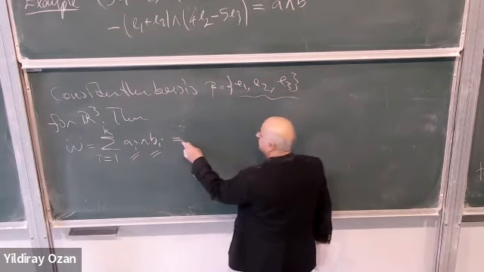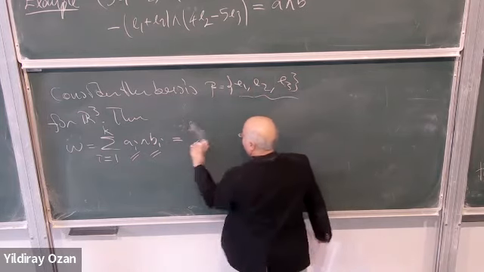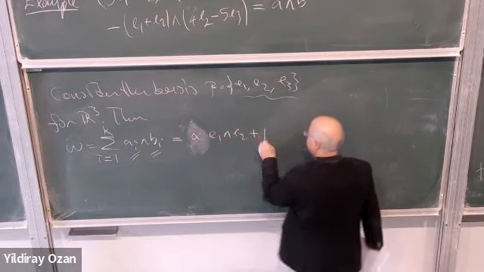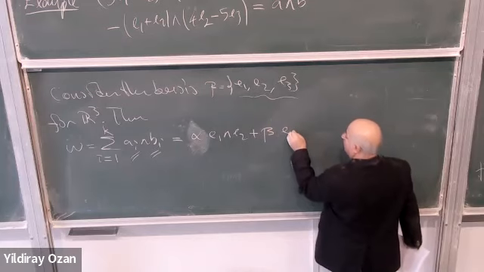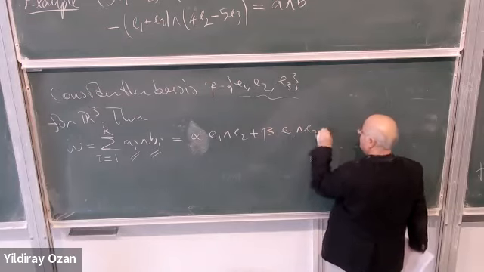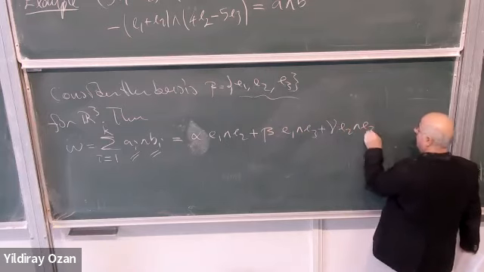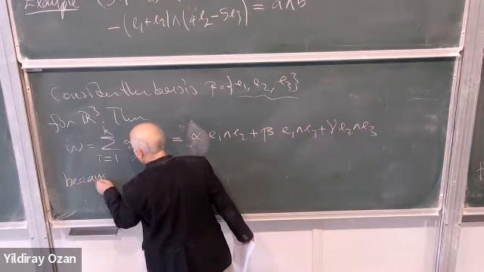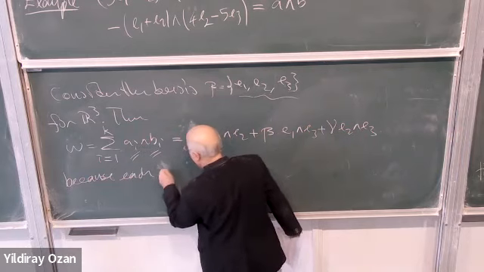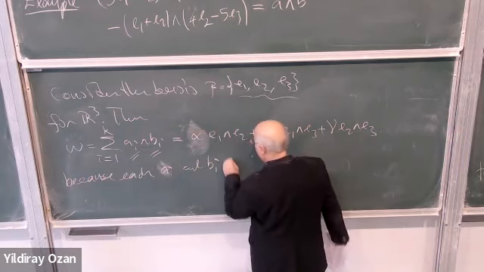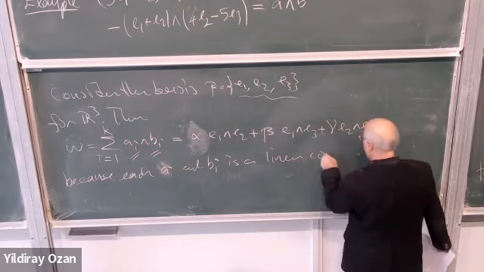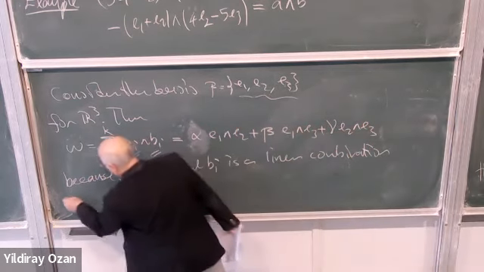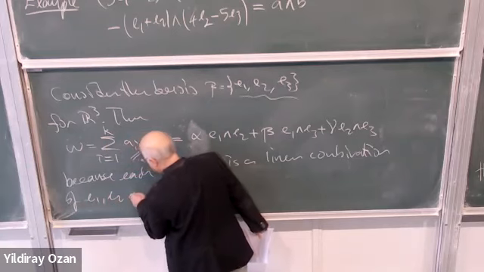So anything like this can be written like this guy: alpha times E1 wedge E2 plus beta times E1 wedge E3 and gamma times E2 wedge E3, right? Because each Ai and Bi is a linear combination of E1, E2 and E3.